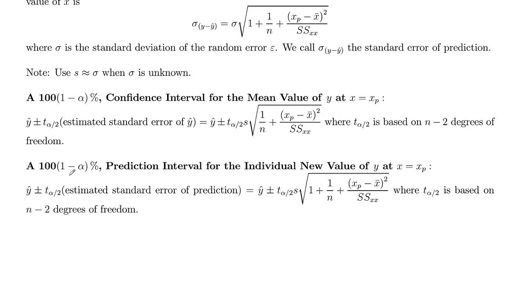This is the 100 times 1 minus alpha % prediction interval for an individual y value at x equal xp, is again y hat plus or minus t alpha over 2 times the estimated standard error of prediction, which is this guy here, but we won't know sigma, so we'll substitute S. So y hat plus or minus our t alpha over 2 S, and square root 1 plus 1 over n plus xp minus x bar squared over SSXX. Again, n minus 2 degrees of freedom.